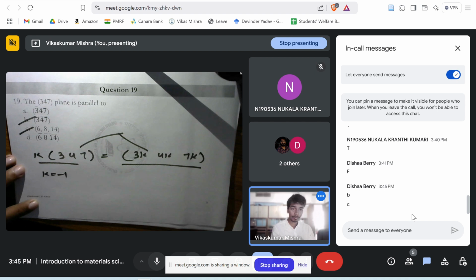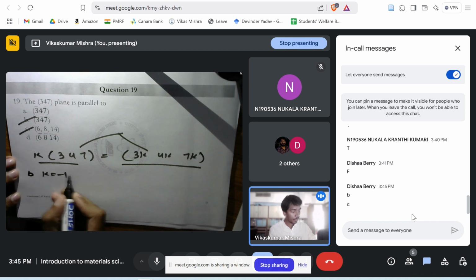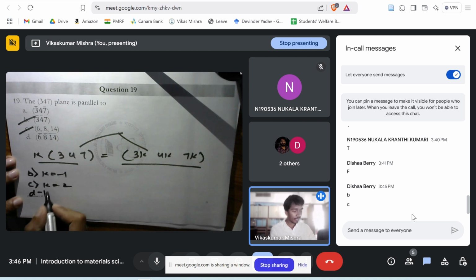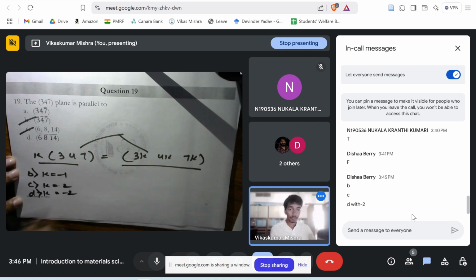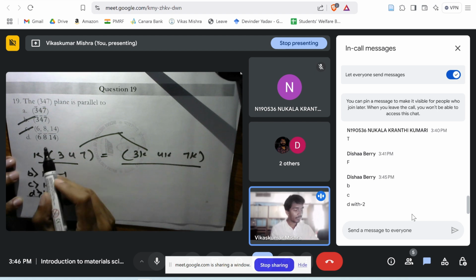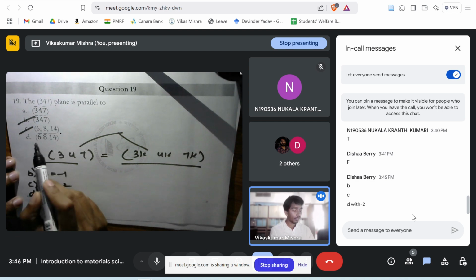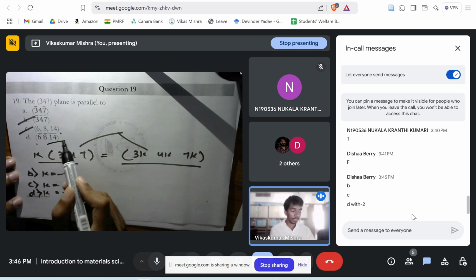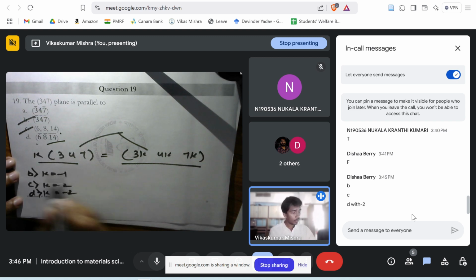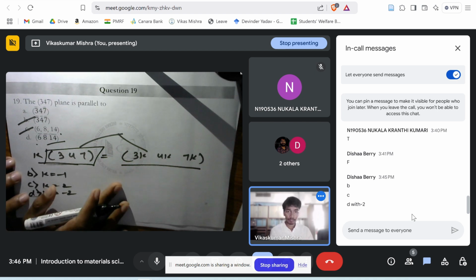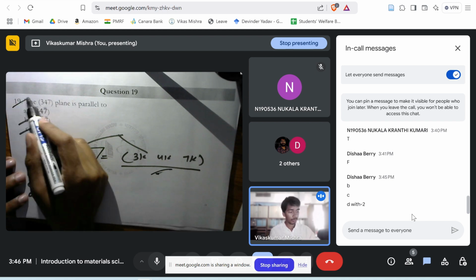Is there anything more? Like B and C. In the B case we multiplied with minus 1, for C we multiplied with k equal to 2, and for D we can say k is equal to minus 2. That's right, perfect. If I multiply with 2, it becomes 6, 8 and 14. If I multiply with minus 2, it will be minus 6, minus 8, minus 14. So if you multiply any plane, or even any direction, with a constant, they will be parallel with each other. With that we have solved this question.